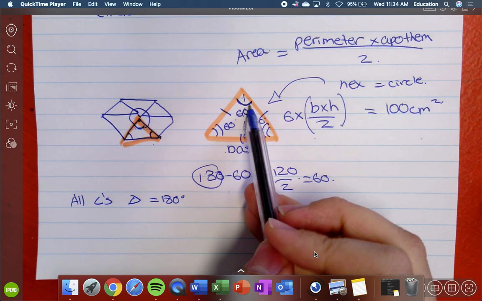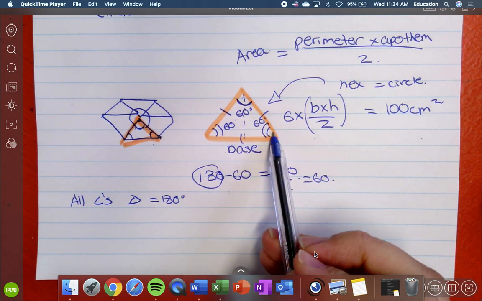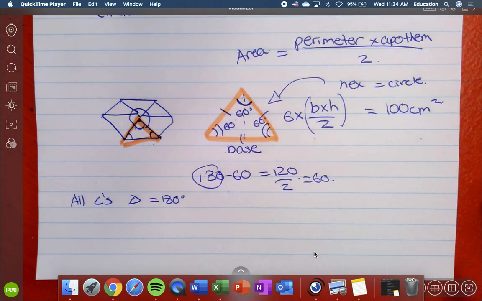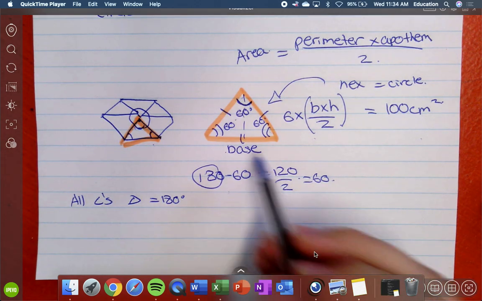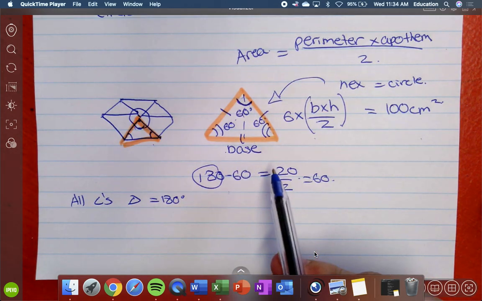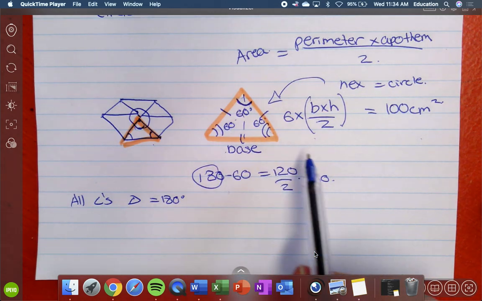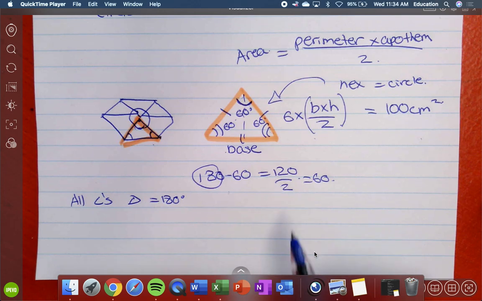So I took away the top angle to solve for these two. Okay? So if I know that all the angles on the inside are the same, that means that all the sides are the same. This is an equilateral triangle.